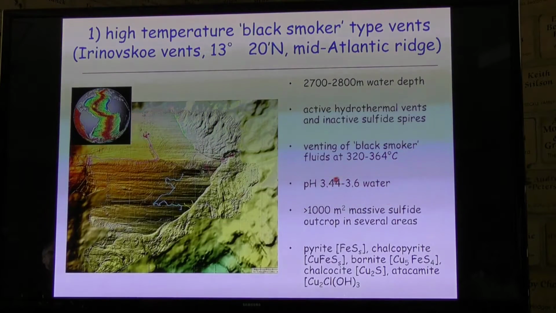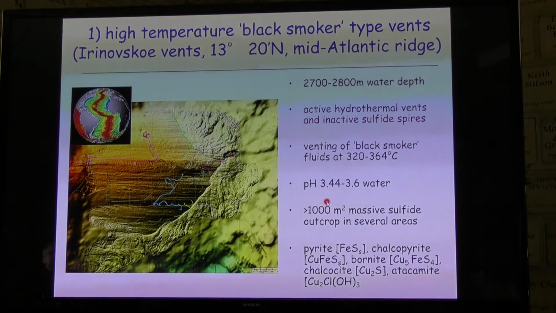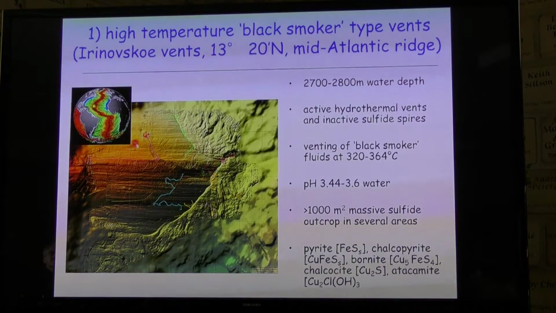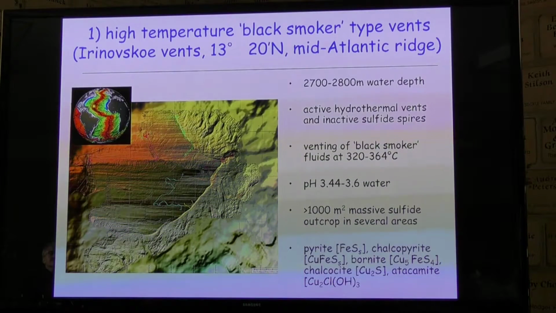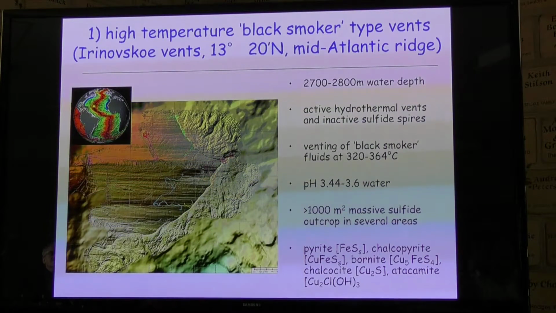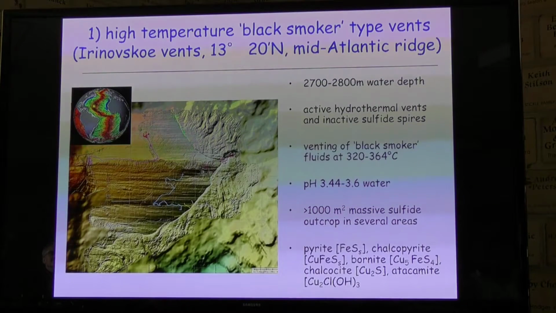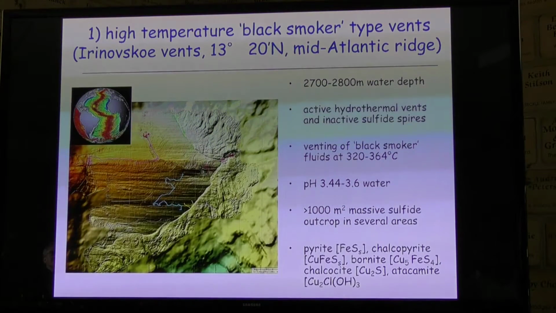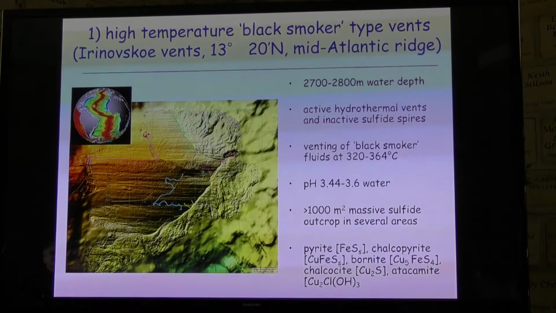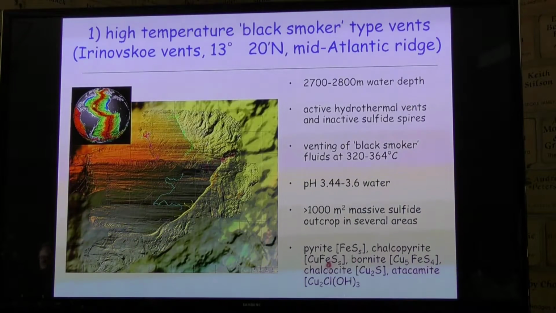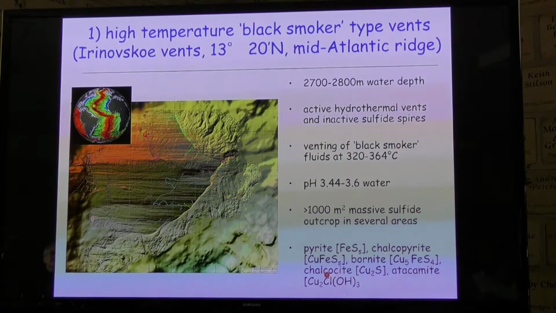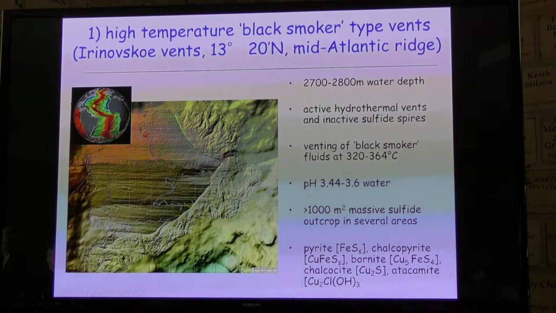And in fact, we found over 1,000 square meters of massive sulfide outcrop throughout this area and this area. Now, to me, that's not very significant in terms of trying to find a big ore deposit. But if you find a lot of these in a small area, then it starts to potentially, well, not in my mind, but in some people's mind, be economic, okay? And the minerals include pyrite, chalcopyrite, bornite, chalcocite, and atacamite. So these are all copper-rich minerals.